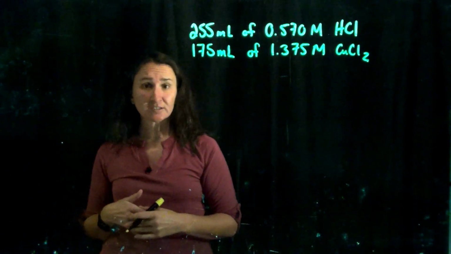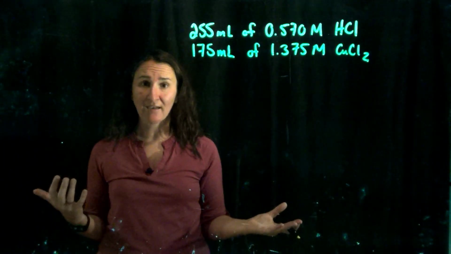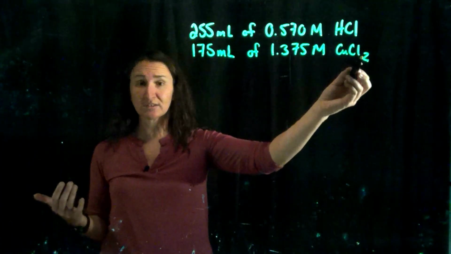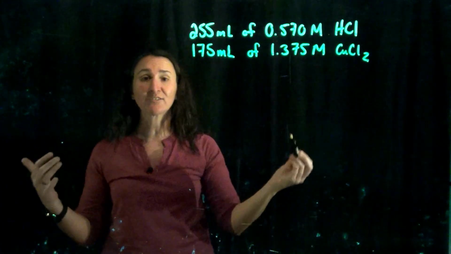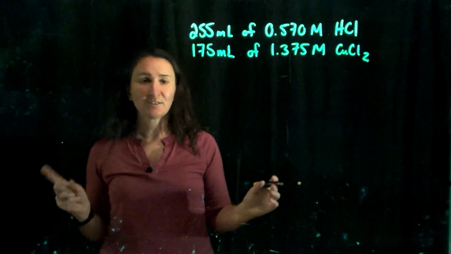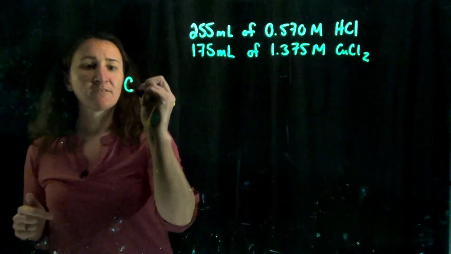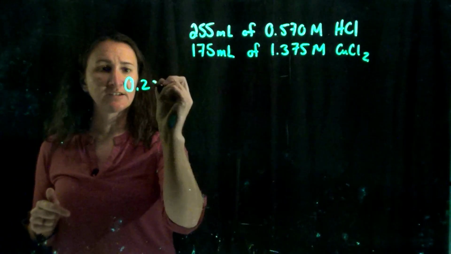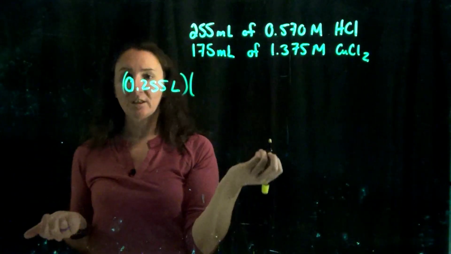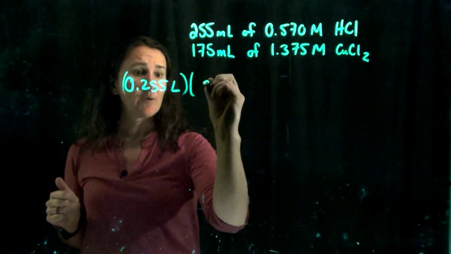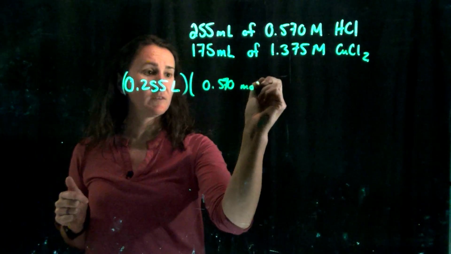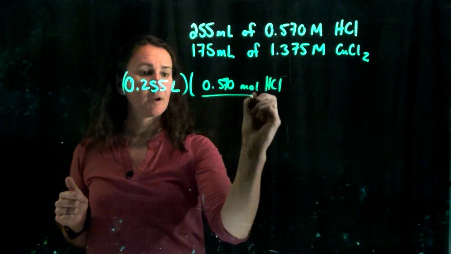All we got to do first is figure out how many moles of chlorine we have. How many moles of chlorine does hydrochloric contribute, and how many moles does copper chloride contribute? After we do that, you just divide by the total volume and you've got a molarity. So let's try it. I'm going to convert both of these milliliters to liters. Liters times, remember molarity is just moles per liter, so 0.570 moles of hydrochloric per liter.